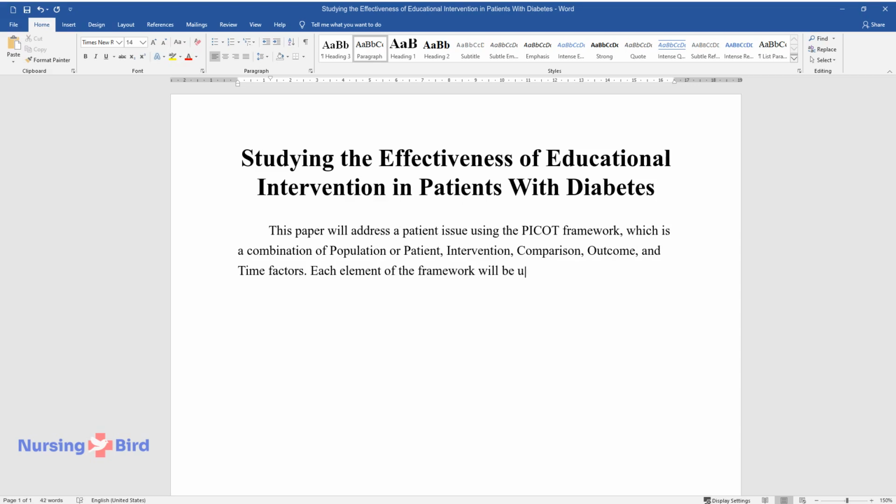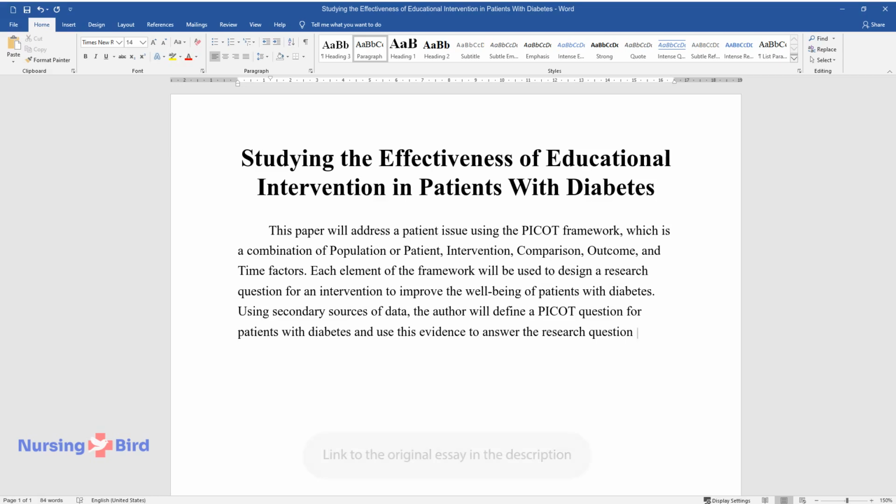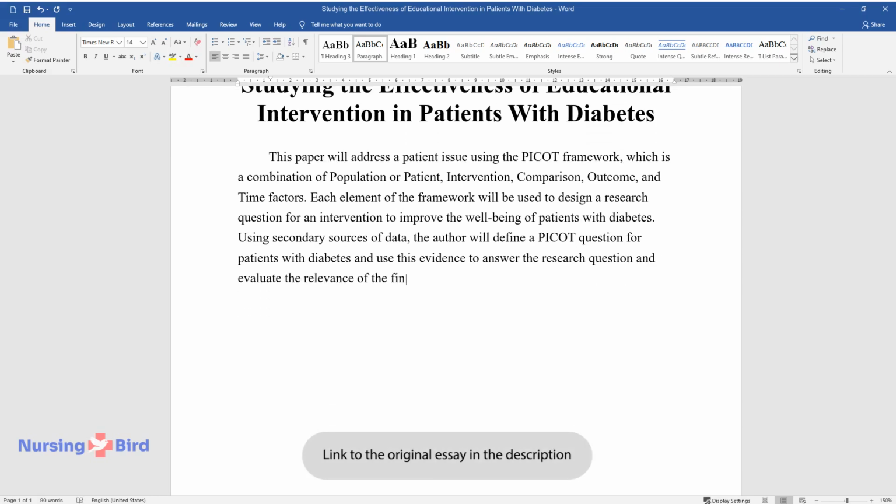Each element of the framework will be used to design a research question for an intervention to improve the well-being of patients with diabetes. Using secondary sources of data, the author will define a PICOT question for patients with diabetes and use this evidence to answer the research question and evaluate the relevance of the findings for this population.